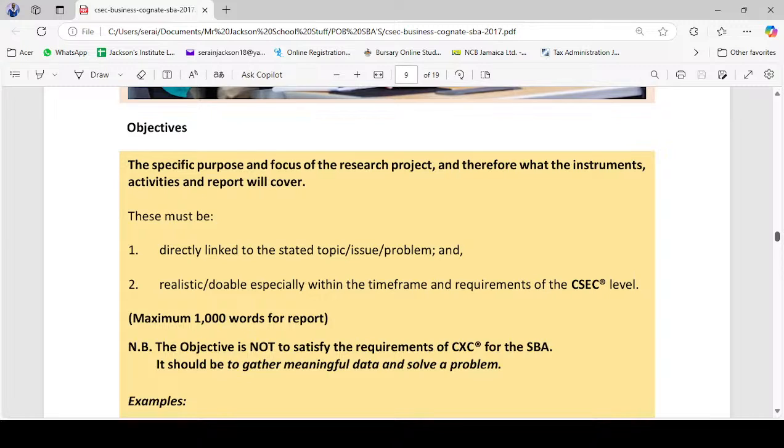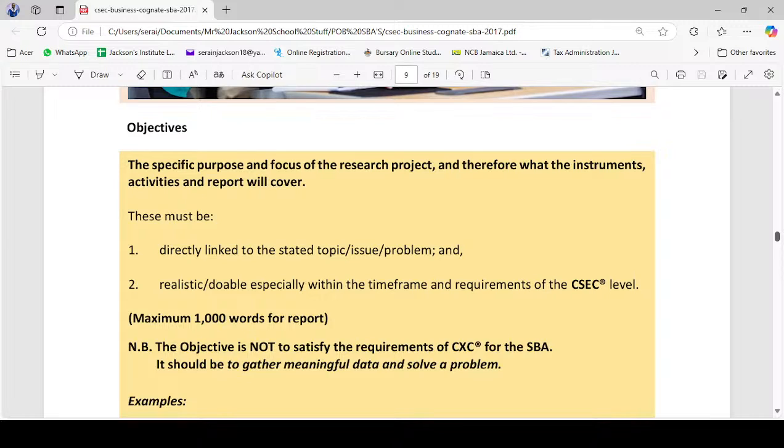So look at the objectives now, right? The objectives, it says, are the specific purpose and focus of the research project, and therefore the objective specifies the purpose and focus of the research, and therefore what the instruments, activities, and report will cover. So your objectives must be directly linked to the stated topic, issue, or problem, right? Your objective must be realistic, it must be doable, right? Especially within the time frame and requirements of the CSEC level.